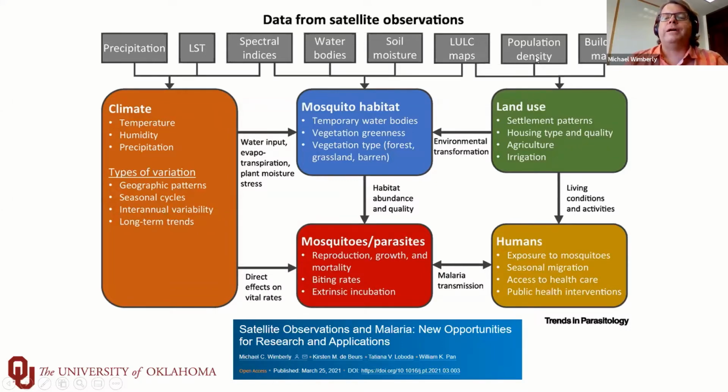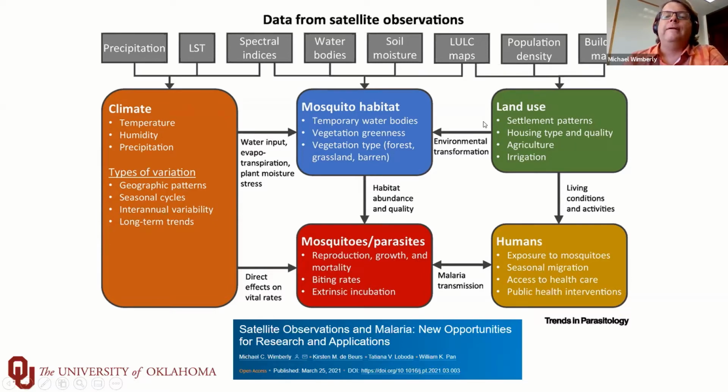Land cover, land use maps, population, buildings, they tell us a lot about land use. Not necessarily the cover of the surface, but how are people using the land? Settlement patterns, types and qualities of housing, activities like agriculture, irrigation, we could put forestry in here too. And these affect mosquitoes and mosquito-borne diseases through a variety of pathways.